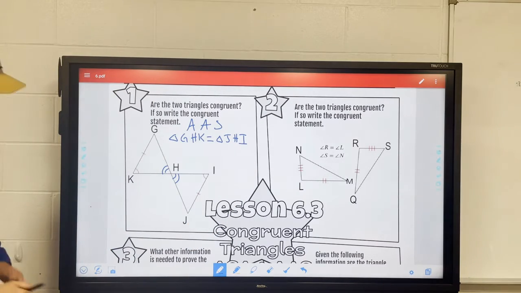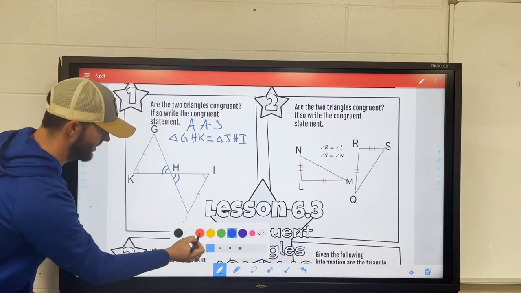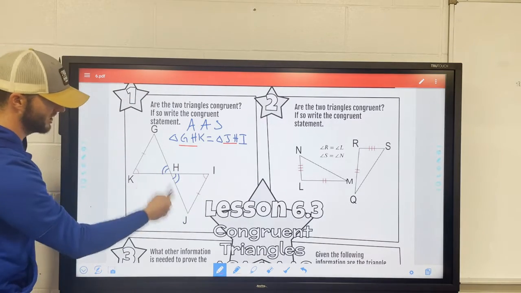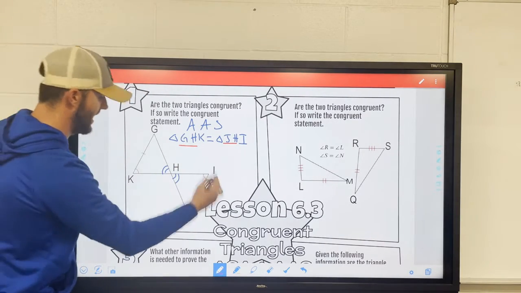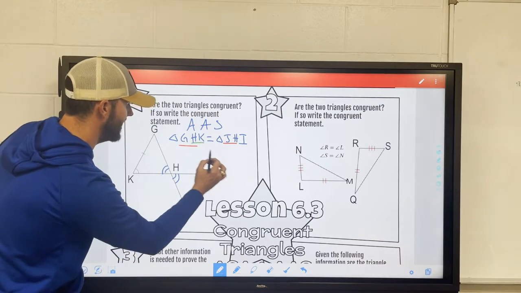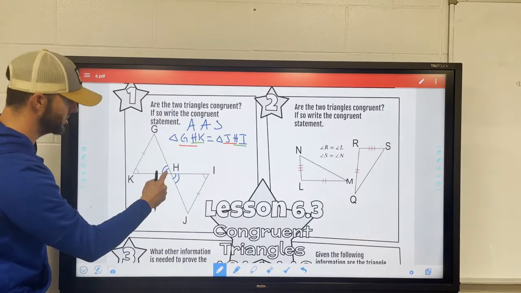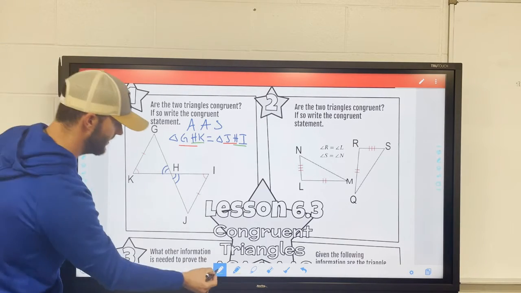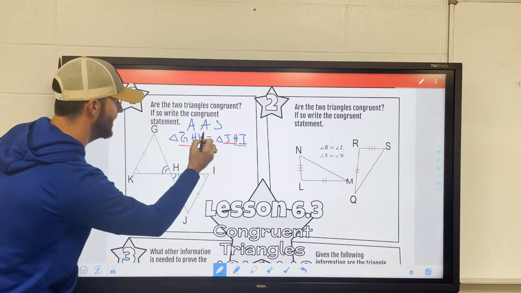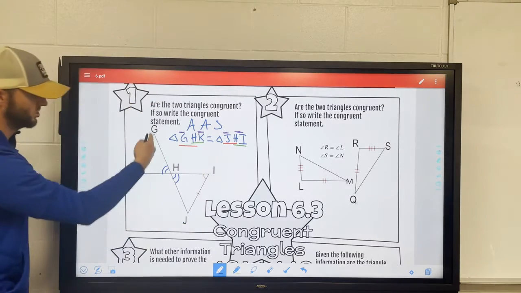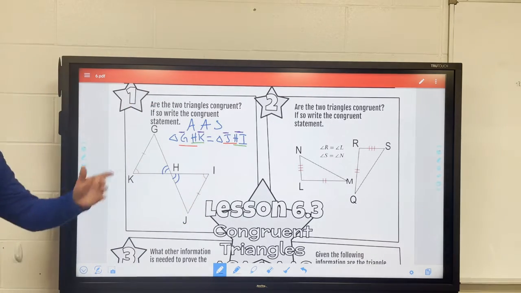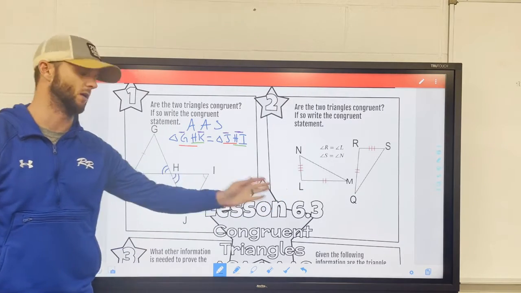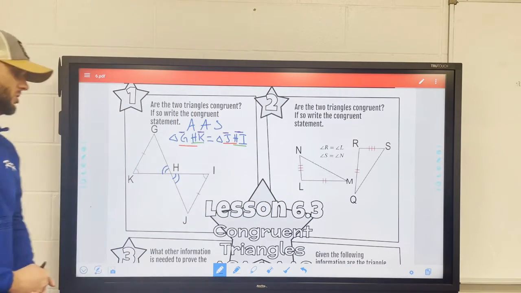And so now your sides are even going to match up, because I'm going to show you here. If I look, I have GH, so GH and JH, those are congruent to each other. I have HK and HI right here, those are going to be congruent to each other. And thirdly, I have G and K and J and I. So if you write the correct congruent statement, it's going to tell you what all angles are congruent to each other and what all sides are congruent to each other as well.